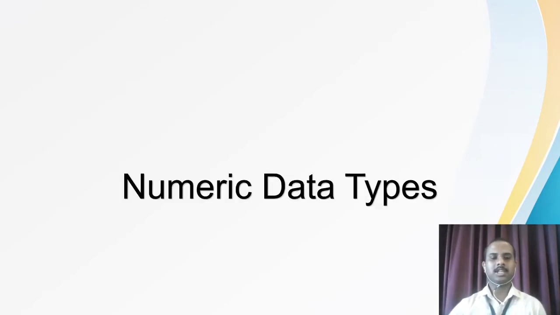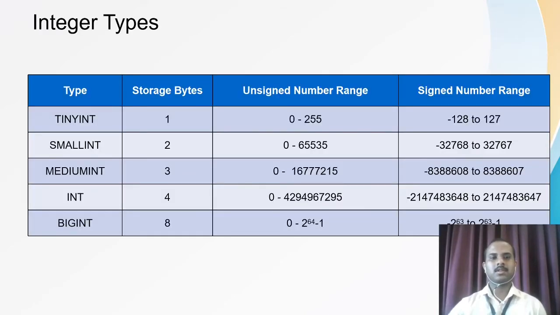Numeric data types are the data types which are able to handle numeric values. We can classify them as floating point and integer. First, let us see the integer types. In integer we have tiny int, small int, medium int and big int.